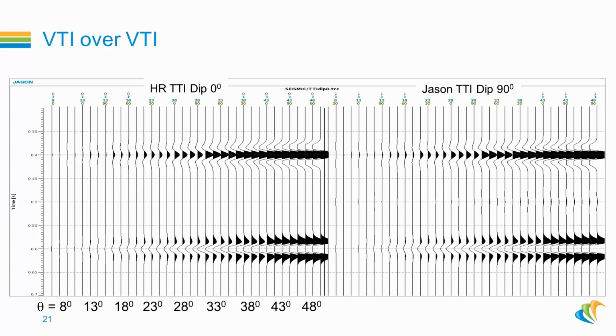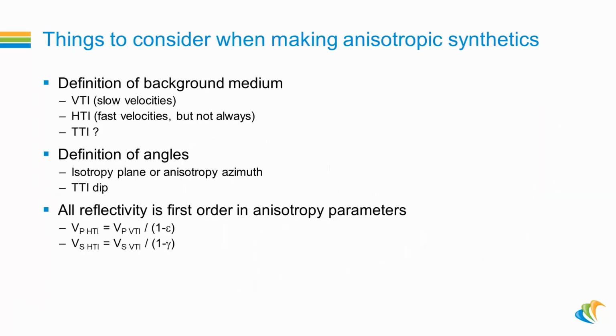So this example shows that the method of calculating synthetics through isotropic modeling and effective elastic parameters is equivalent to calculating synthetics through full anisotropic modeling for this type of medium.